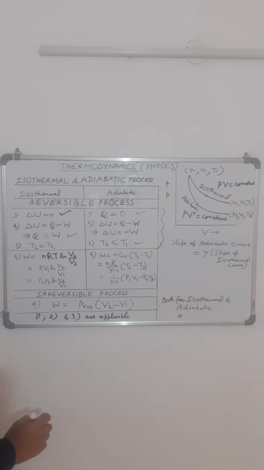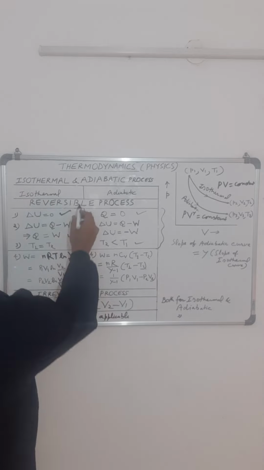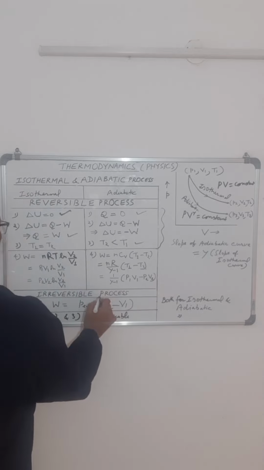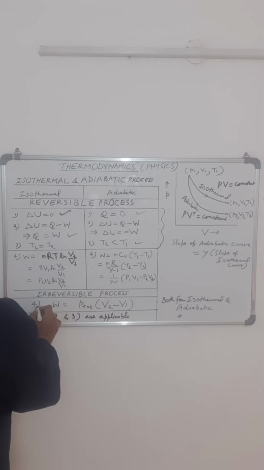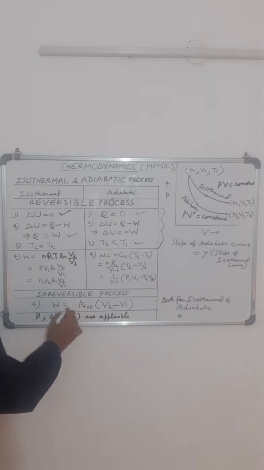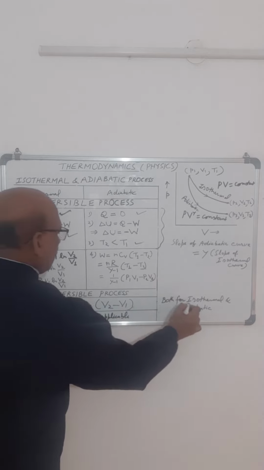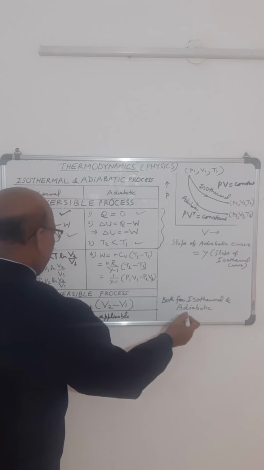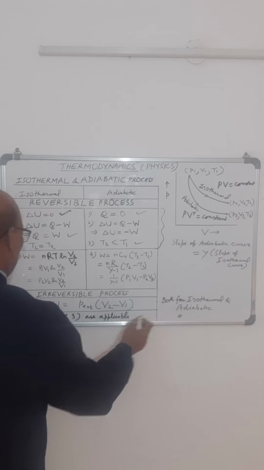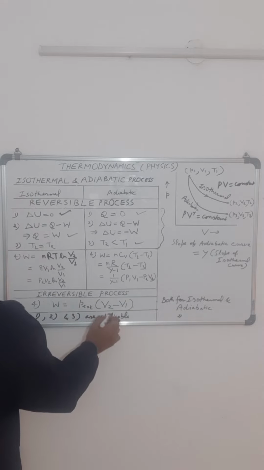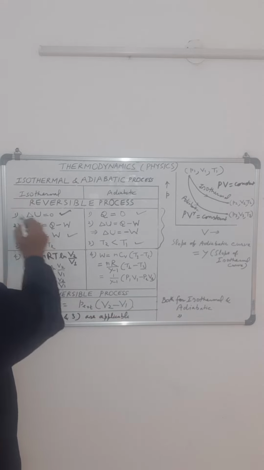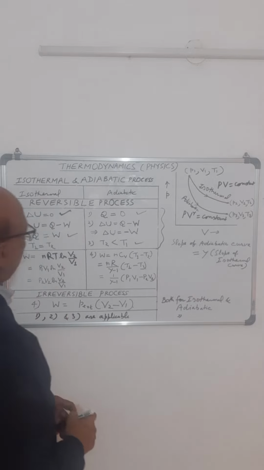Okay. Now the only difference between reversible and irreversible process is about the work done. Work done in the irreversible process is given by P external into (V2 minus V1). It is for both isothermal as well as adiabatic irreversible process. Okay. And the conditions 1, 2 and 3 are applicable for reversible as well as irreversible process.